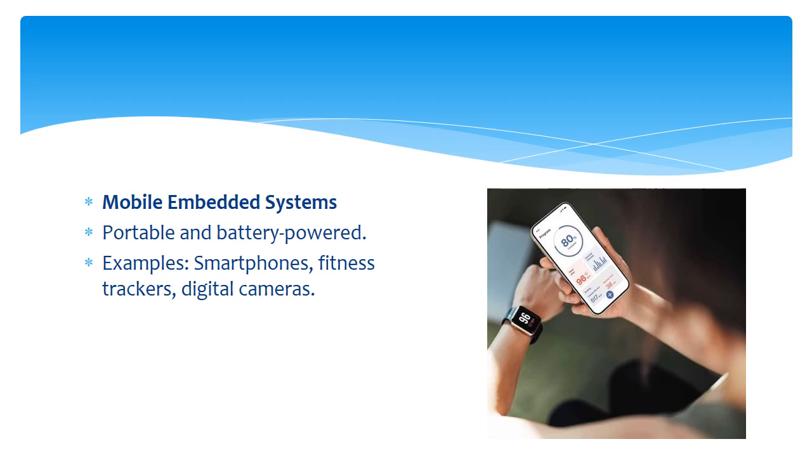And the next one is the mobile embedded system. These embedded systems are portable and battery powered, and again this is also networked. You can see here smartphones come under mobile embedded systems. Fitness trackers and digital cameras, which we already saw as examples, and smartphones all come under mobile embedded systems.